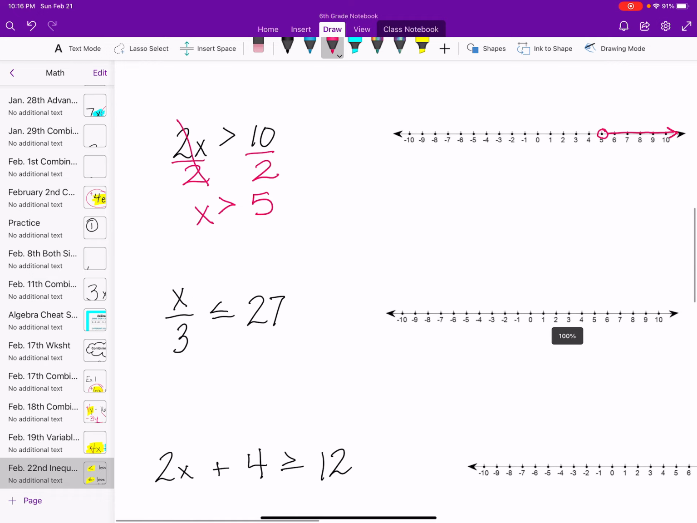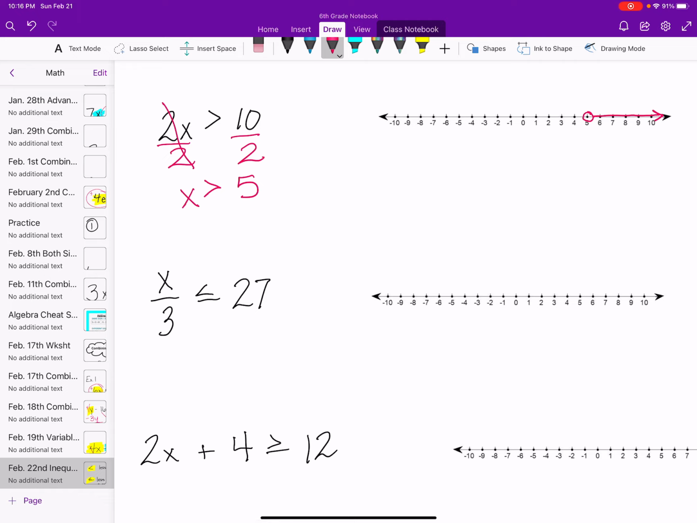Okay, let's try this one. x divided by 3 is less than or equal to 27. Hold on, let me change up this one. I did the wrong thing.